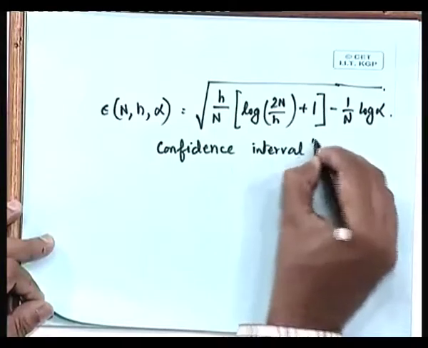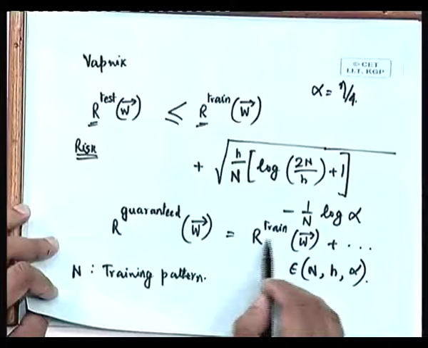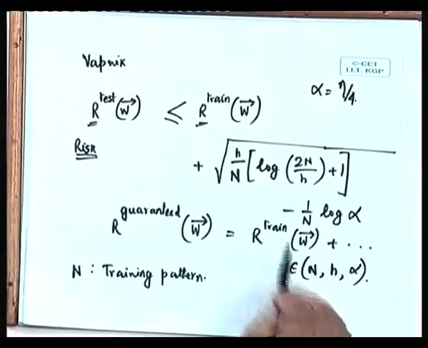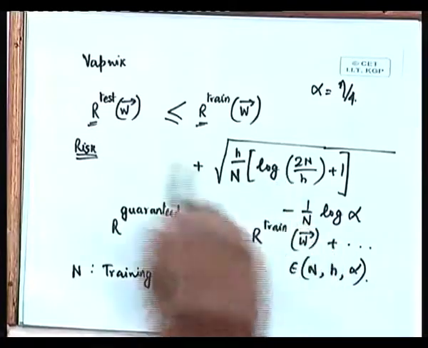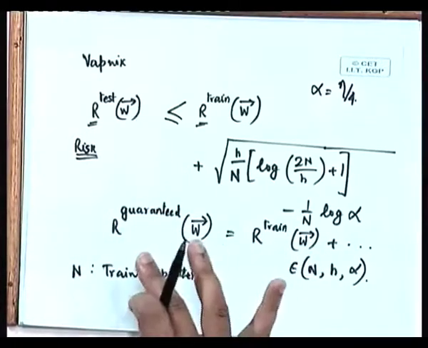And why is it called confidence? Because if you add some confidence measure to the training error, then that tells you what is going to be your bound on the test error. So at least if the confidence measure is known, you can confidently say that your test error is going to be less than this much. That is why the name confidence measure or confidence interval originated.